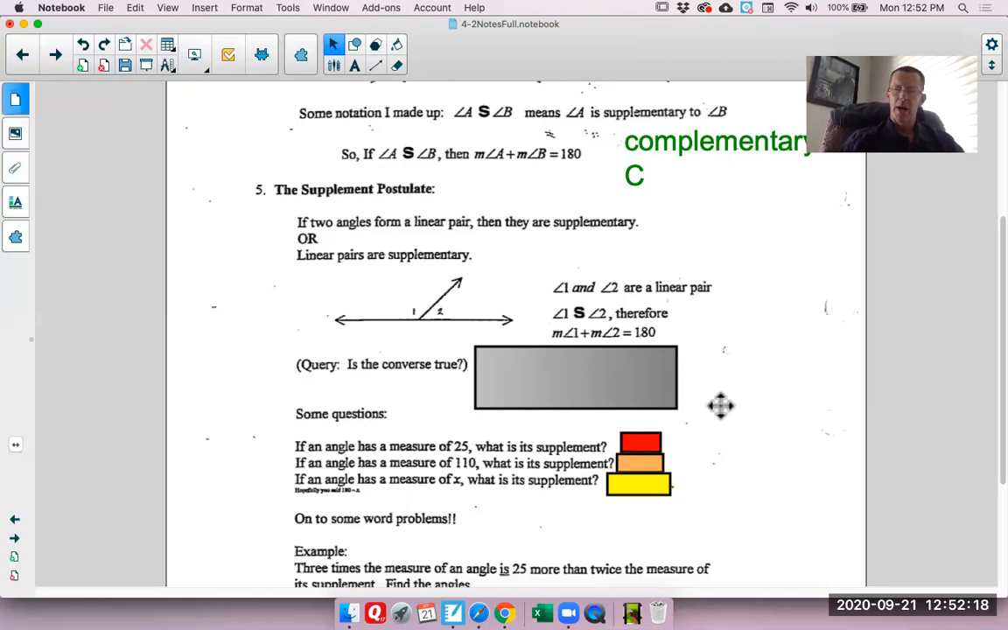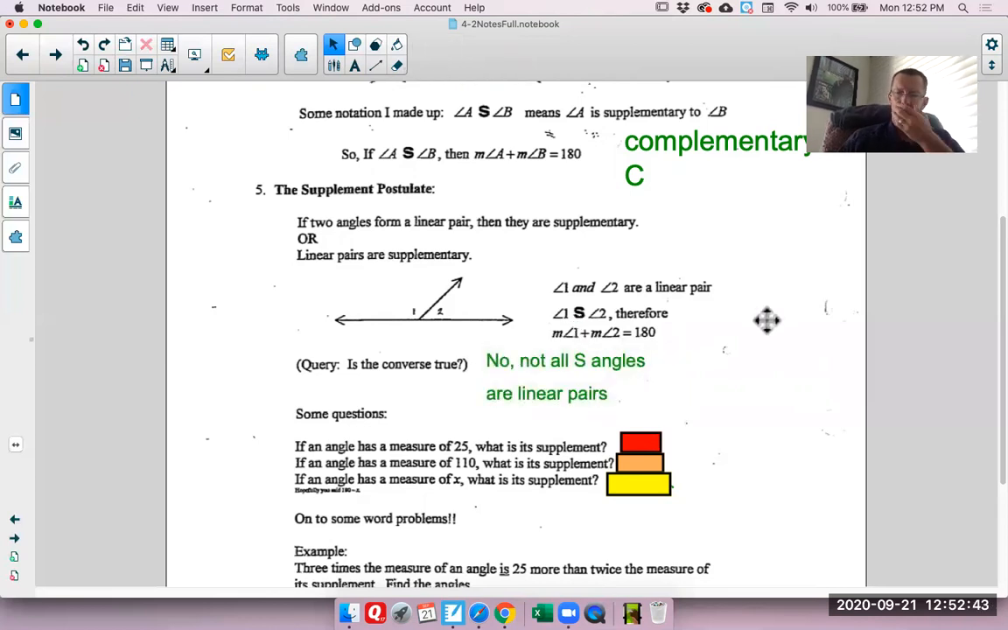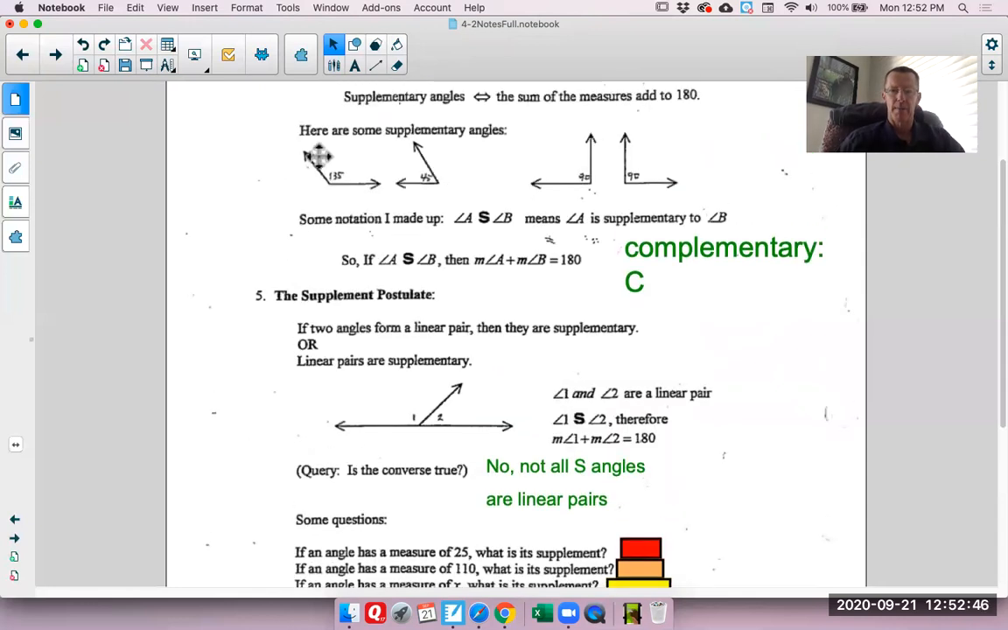All right, so we can see 1 and 2 are a linear pair. We therefore know that they are supplementary, which means their measures add up to 180. Is the converse true? What do you think? In other words, if we know that we have supplementary angles, does that mean they form a linear pair? Hope you said no, because not all supplementary angles are linear pairs. In fact, right up here are two examples. They are supplementary, but they are not a linear pair, right?